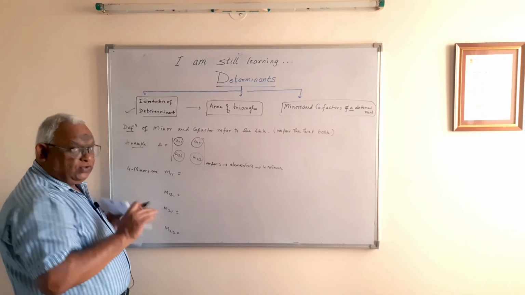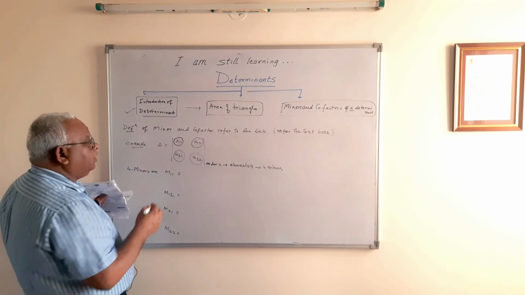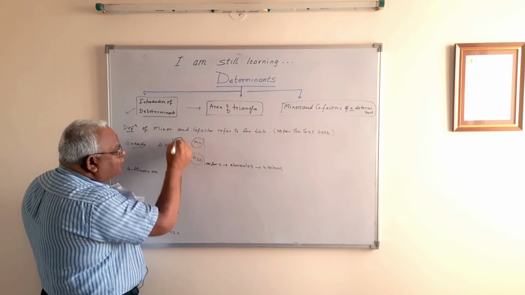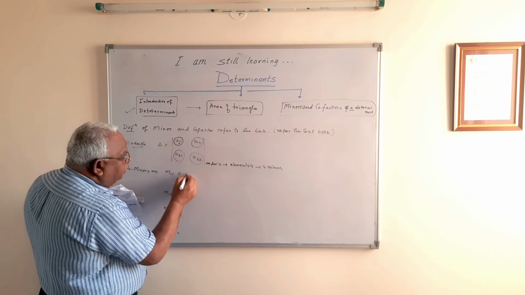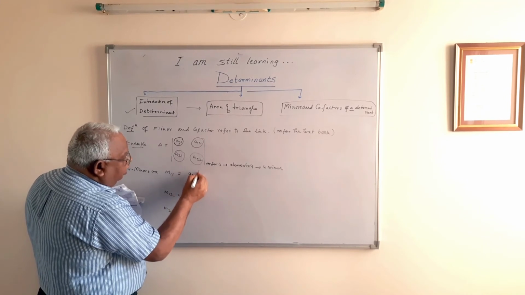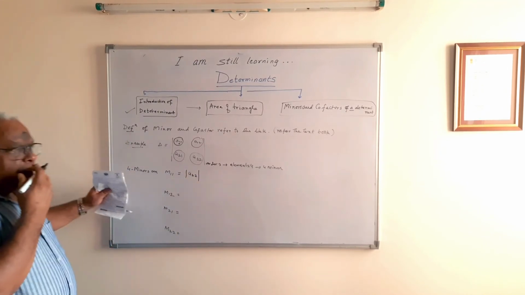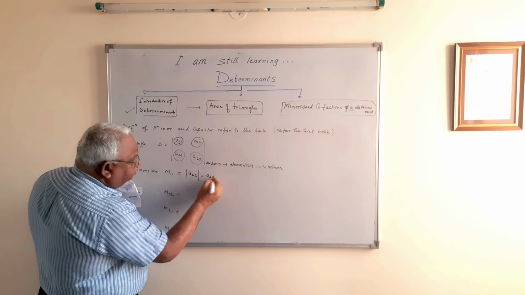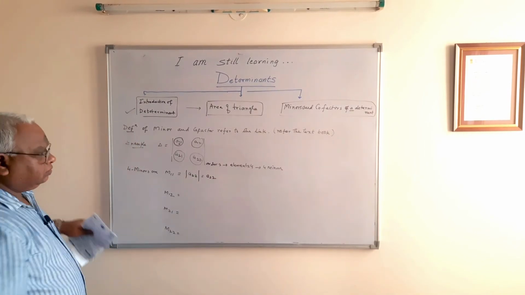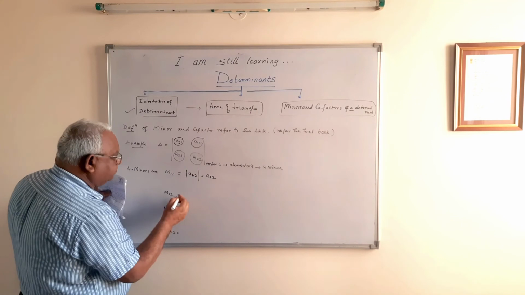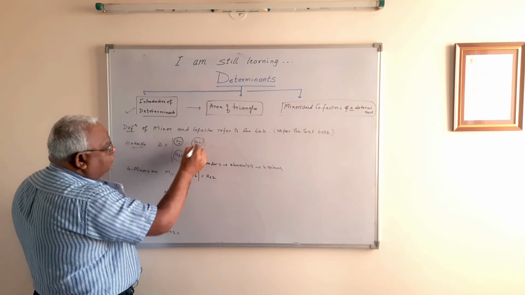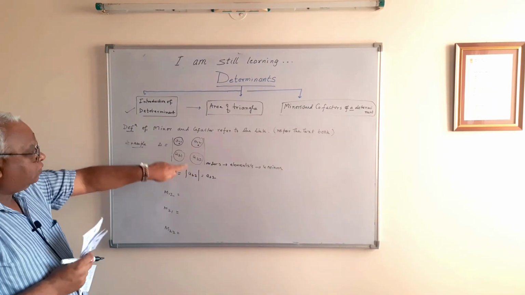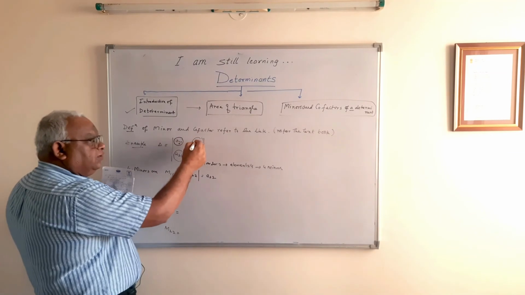Now the question is, second part, how to get it? So what you will do? You want to find out minor of this element. So you will delete this row and this column. What is left? A22. And as I explained you, in order 1 case, whatever is the element, that is the answer. M12 is related to A12. So what do you do? Same process. You will delete this row and this column.